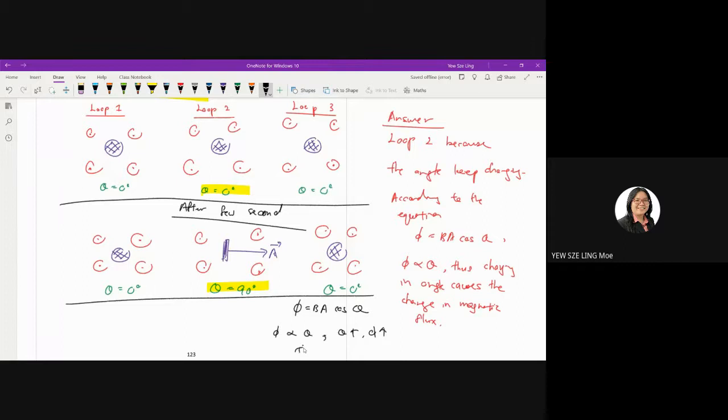Therefore, this sentence you put as your final answer. So that is how you answer it. You can start from the equation. You follow the 4-step recipe, ikut 4-step recipe yang saya ajar kamu sebelum ini. You start from equations, then you write down the relationship between these two variables, and after that you explain what happened. Because when the angle increases from 0 degrees to 90 degrees, the flux will increase. The flux changes, therefore it causes the change in magnetic flux. So the answer is loop 2.